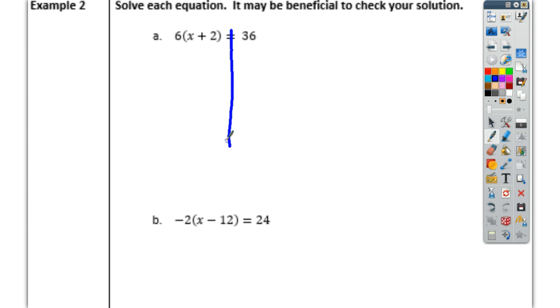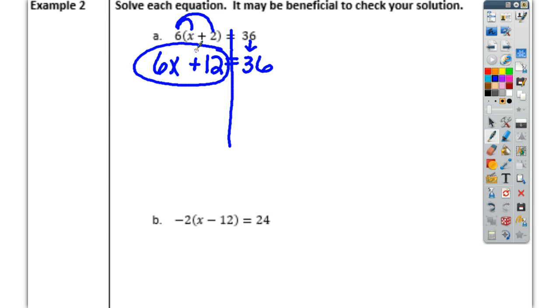Anytime you see your equation and you see parentheses, the first thing you want to do is get rid of the parentheses. So we're going to do the distributive property. 6 times x is 6x. 6 times a positive 2, positive 12, equals, bring that down, 36. Now, earlier this week we practiced combining like terms. Are there any like terms that I can combine on this side? No. So those stay the same. I cannot do anything to the 6x plus 12. It stays the same, equals 36, nothing to combine on that side.